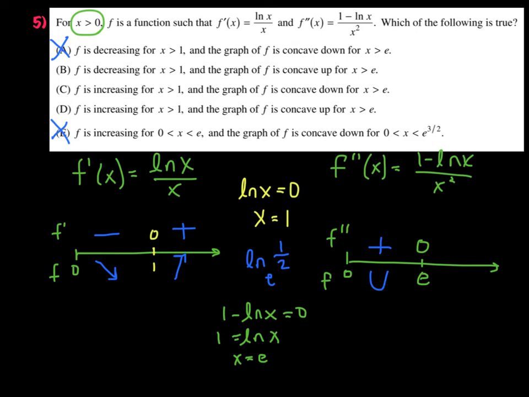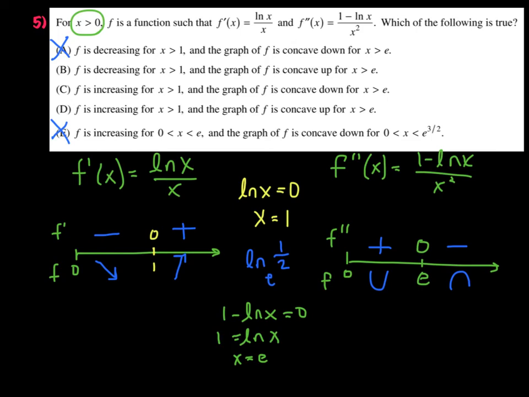Okay, a number bigger than e, so 5, 1 minus natural log of 5. So natural log of 5 is going to be a number bigger than 1. And I know that because I'd have to raise e to a number bigger than 1 in order to get back 5. And so 1 minus a number bigger than 1 is going to be negative. So this is going to be negative or concave down.